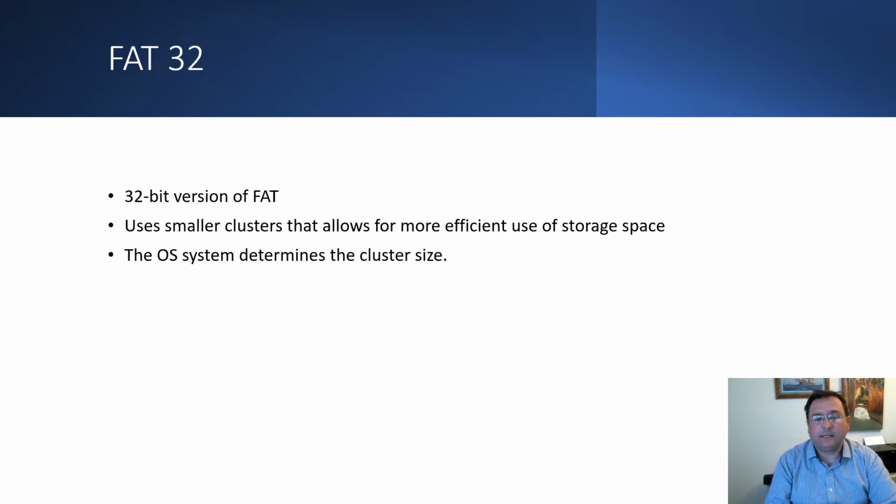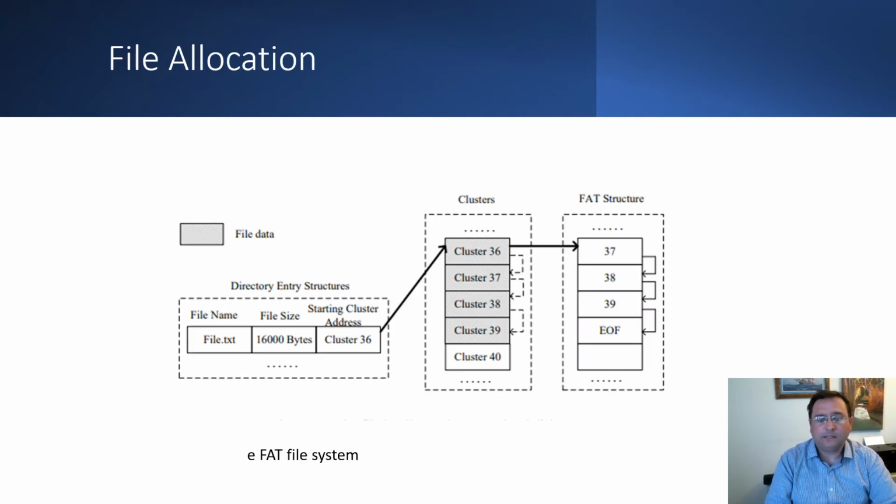FAT32 is the 32-bit version of FAT and uses smaller clusters that allow for more efficient use of storage space. And the operating system determines the cluster size. Here you see a file allocation table, and here we see the file name and the file size, and the starting cluster address in a file allocation table.